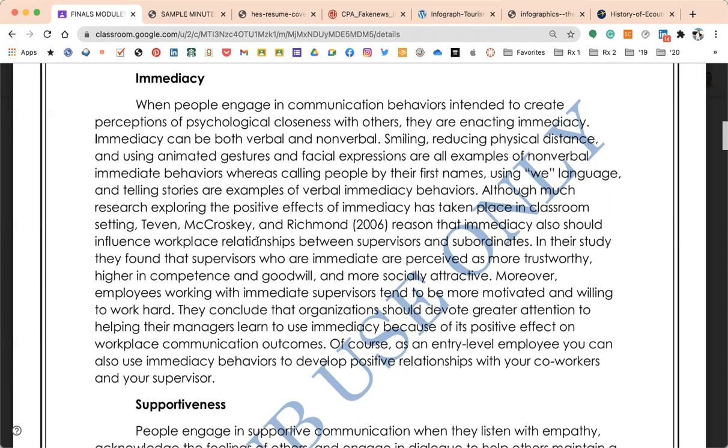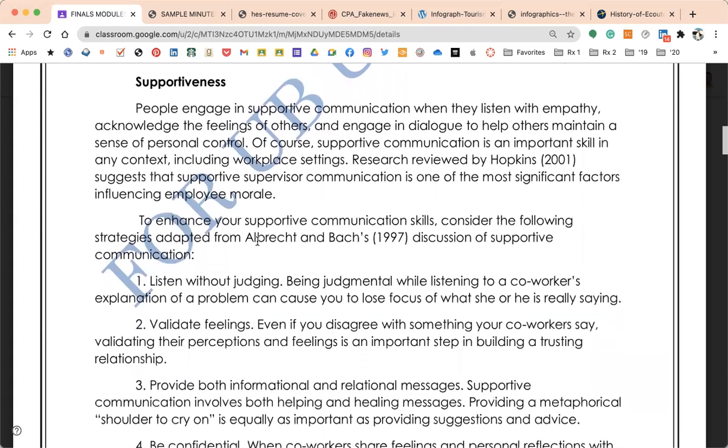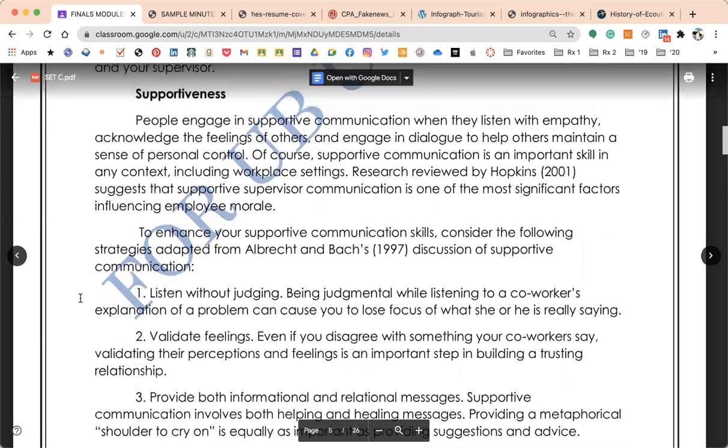So for example, even if you will not become the boss in the future, when you are starting off, you can use immediacy to be close with people who are already there. So you smile, especially in UB. Just to share to you a little bit, UB has a very nice culture on immediacy.